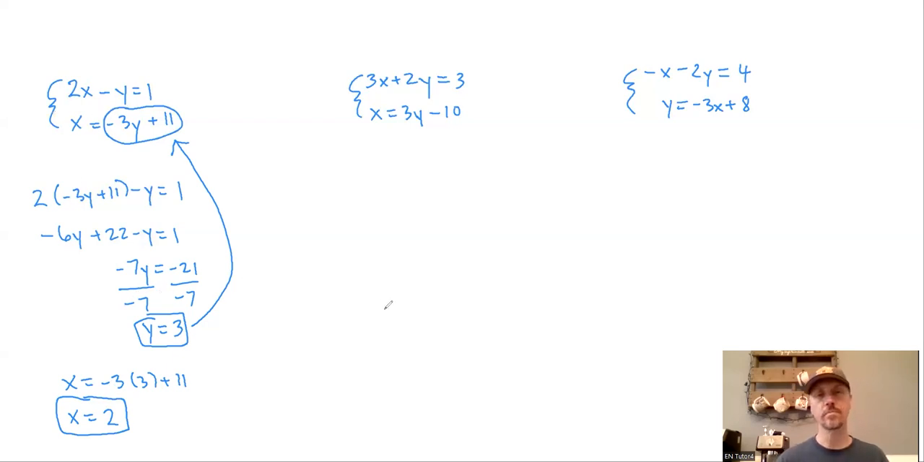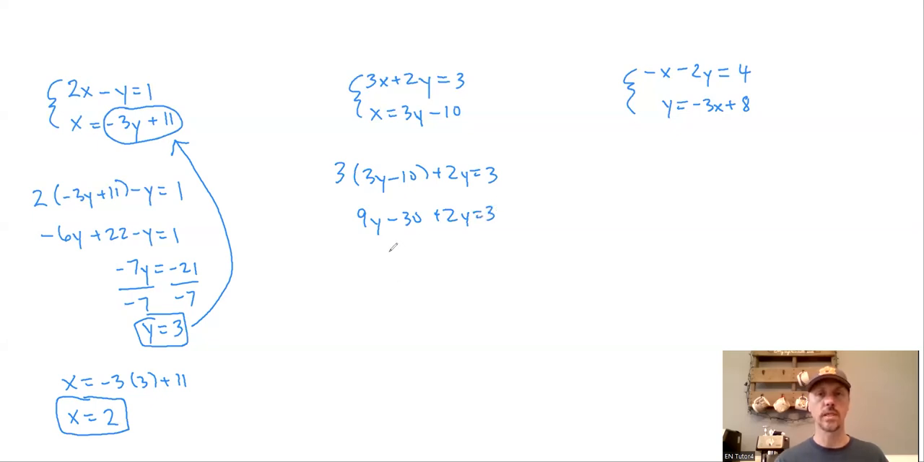All right. So let's move on and do another one. Again, they've already solved for one of the variables in the second equation here. So we're just going to take the value of x that's given to us there and plug it back into the top equation. Okay, so we have 3 times (3y minus 10) plus 2y equals 3. And when we distribute the 3, we get 9y minus 30 plus 2y equals 3.